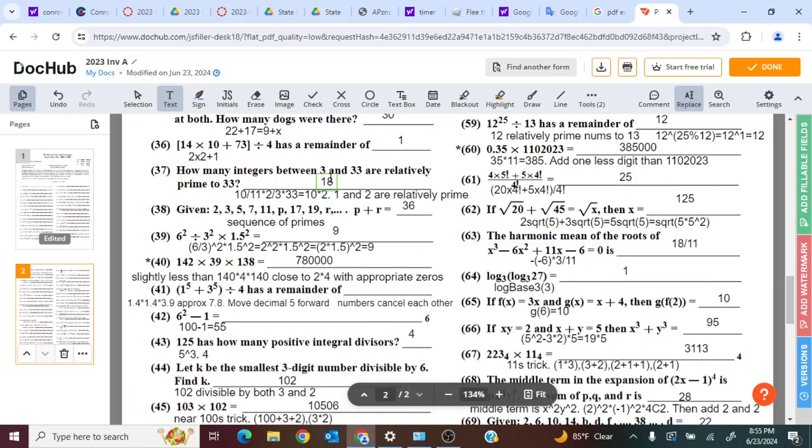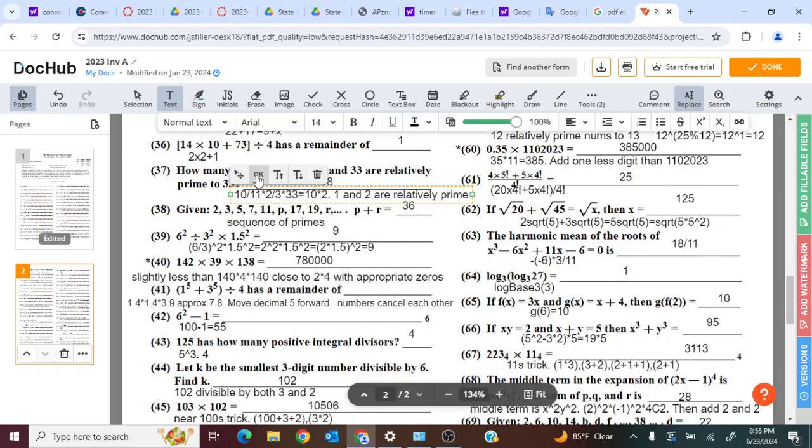How many integers between 3 and 33 are relatively prime to 33? We'll use our equations for relatively prime numbers, which is take all the prime factors again, write it as that prime minus 1 over the prime. Do that for each of them. So 10 over 11 times 2 over 3 multiplied by the original value.